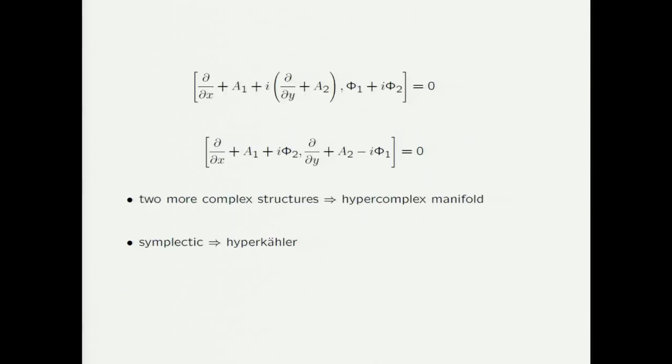On the other hand, if you shift these equations around, then you'll see there are two similar equations. And so we get two more complex structures. And that means that what we have is something called a hypercomplex manifold. But actually, if these are symplectic vector fields, which they are, then that means that this is hyperkähler. So what we get here is a hyperkähler metric, so it's got three complex structures, I, J, and K, which behave like quaternions, and it has a metric which is Kähler with respect to all three.